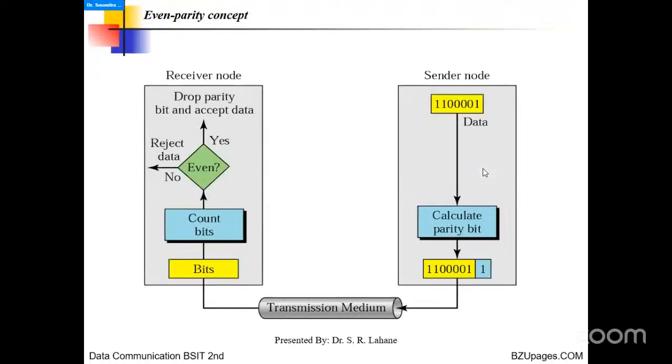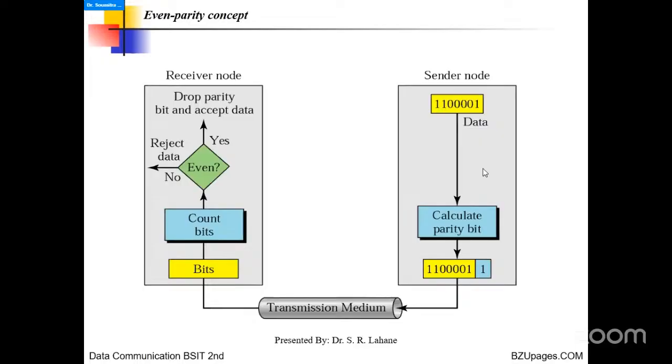So this is the even parity concept. At the sender side, data bits are sent, that is 1 1 1 0 0 1. Then calculate the parity bit. We are dealing with even parity, meaning an even number of binary 1s should be there. In our data word, the total number of binary 1s is 3. So our parity bit is 1, because we have to make it an even number of binary 1s.